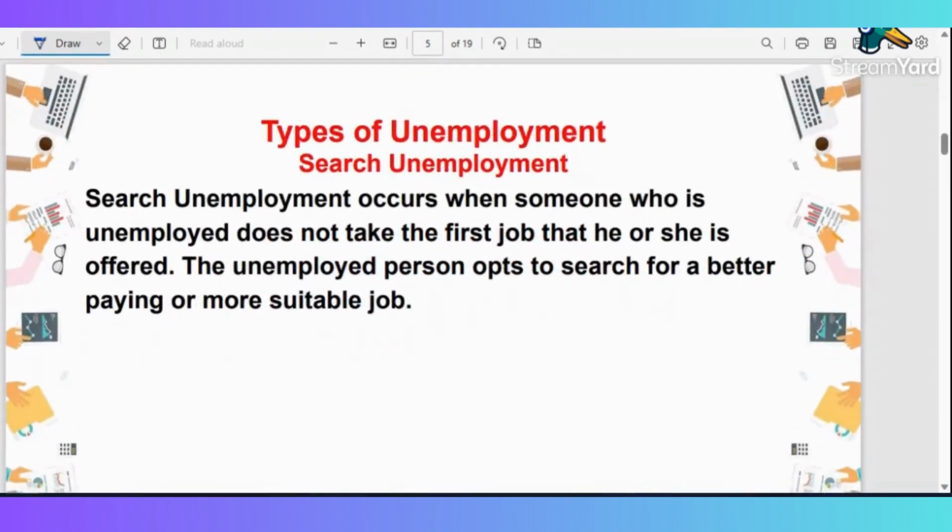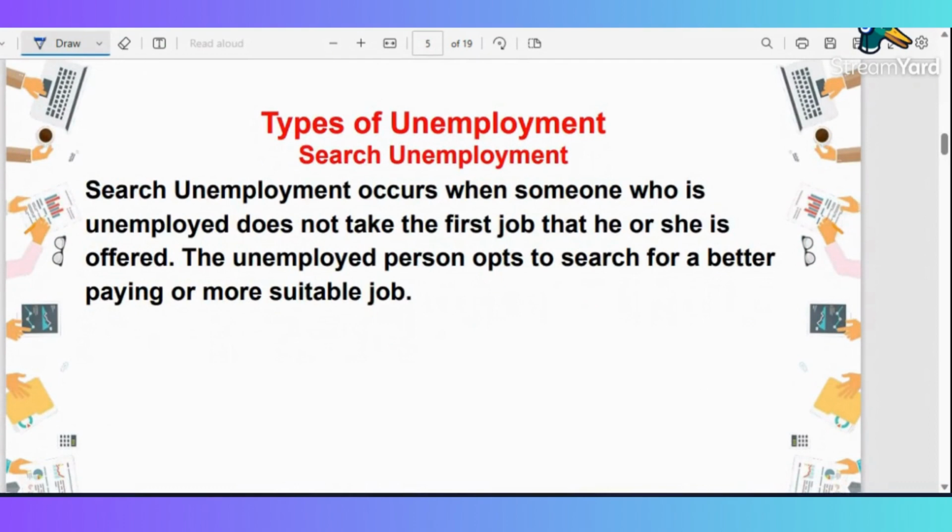Now, the next type of unemployment is search unemployment. When we think of the word search, we think about looking, right? Looking for something. So it states that search unemployment occurs when someone who is unemployed does not take the first job that he or she is offered. The unemployed person opts to search for a better paying or more suitable job.